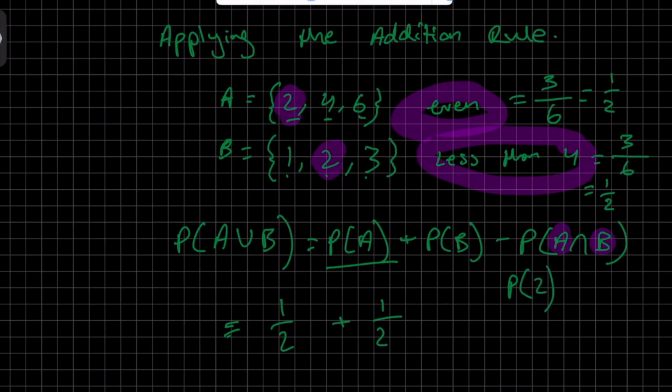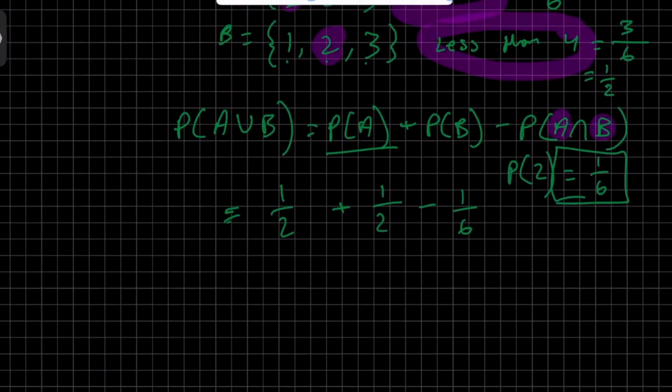The probability of rolling a 2 would simply be 1 over 6, right? Because we've only got one outcome, rolling a 2, and the number of outcomes in our sample space is still 6. So that becomes 1 over 6. Our probability of both A and B occurring would be equal to 1 over 6. So we're going to subtract 1 over 6 from this equation. If we simplify this, it should give us 5 over 6 as our final answer. So the probability of A or B occurring would be 5 over 6.